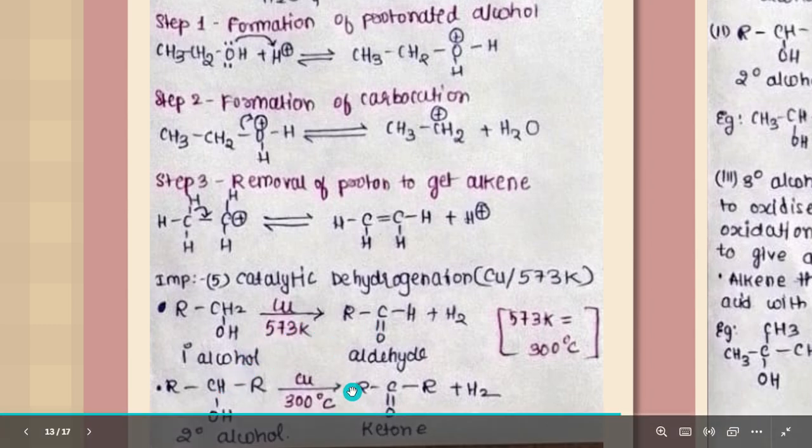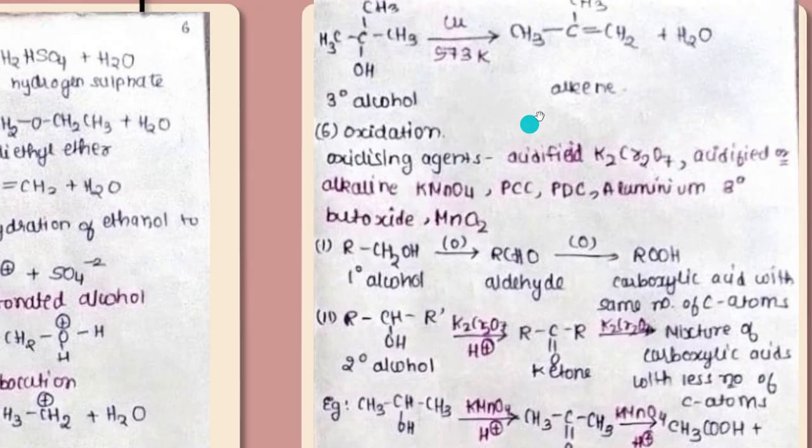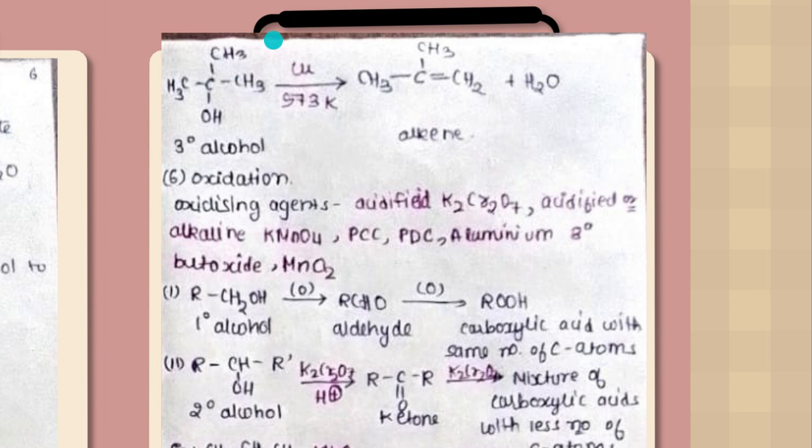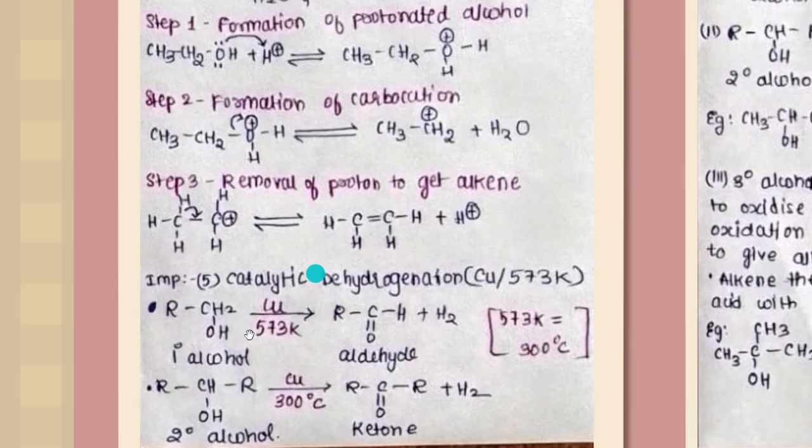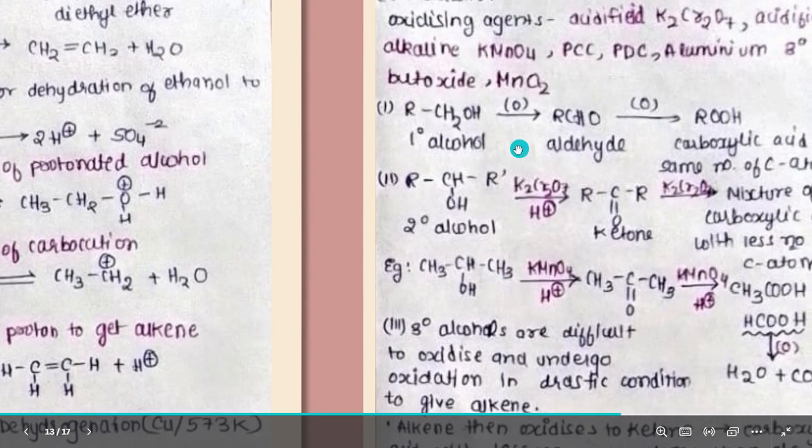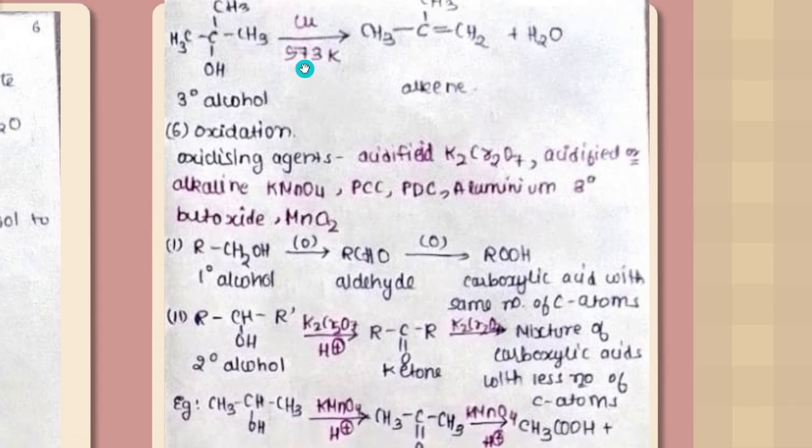A secondary alcohol will give us a ketone and H2. Ketones are R-C=O-R plus H2. Whereas tertiary alcohols on reaction with copper at 573 Kelvin will give us CH3-C(CH3)=CH2, that is an alkene, plus H2O. So tertiary alcohol will give alkene, secondary will give ketone, primary will give aldehyde. We have seen the same thing in many places. We just need to remember the reagents and where all these types of reactions take place.